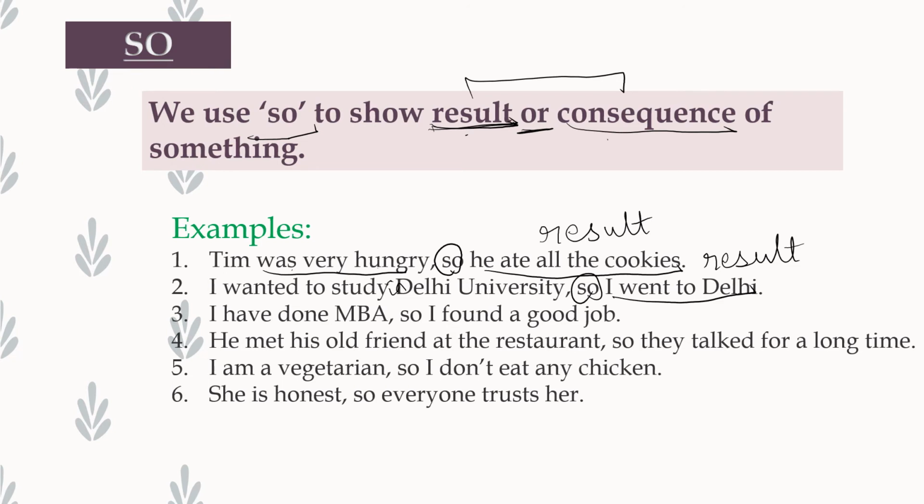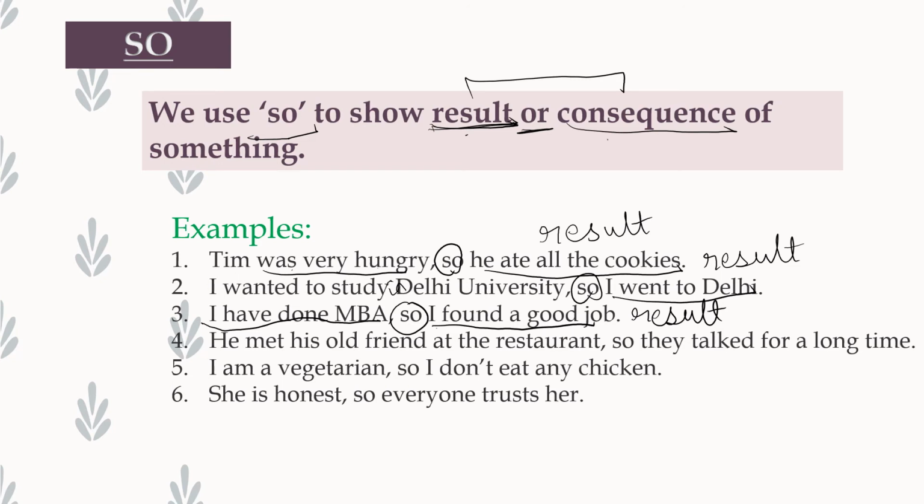I have done MBA, so I found a good job. So this is a simple sentence: I have done MBA. And because he or she has done MBA, what was the result? They found a good job. So this is the result of it.